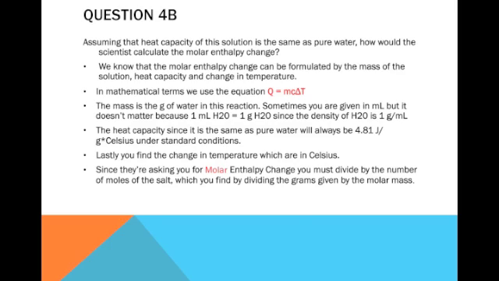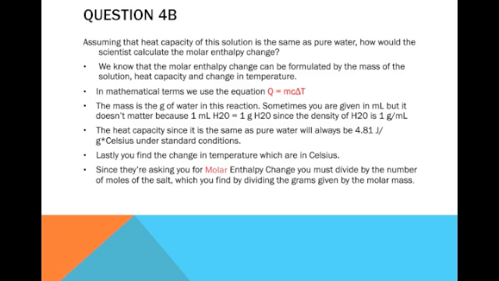And since this heat capacity can be assumed the same as pure water, we'll just use 4.181 joules per gram times Celsius, which can be found in the standard heat capacity table. And they'll give you the change of temperature. And what you want to do is just multiply all that, and you'll be left with joules.